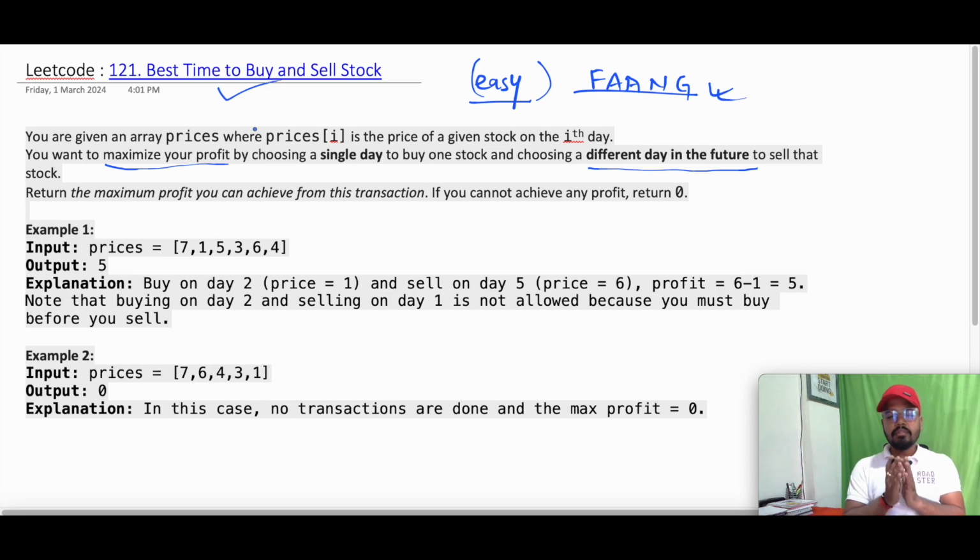So you have been given an array, and that array is the prices of the stocks, correct? There is one constraint that you can buy the stock on one day and then you have to sell the stock on another day, and you have to find out the maximum profit.